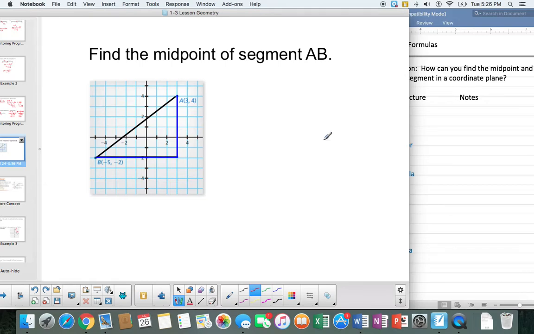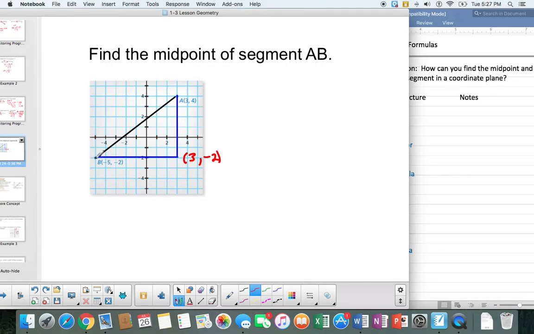of segment AB. So here's segment from A to B, and we want to find the coordinates of this midpoint, somewhere in between here. Now let's go ahead and make this right triangle, and this point will be the point. It's going to have the same x coordinate as that one, and it's going to have the same y coordinate as that one, which is -2.